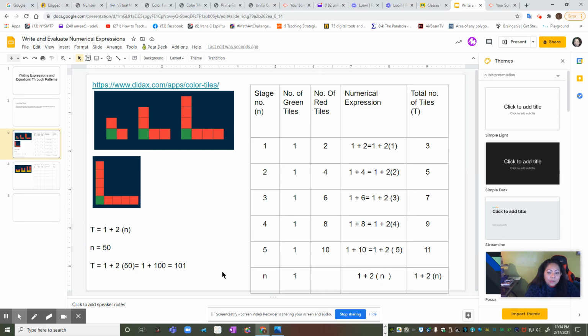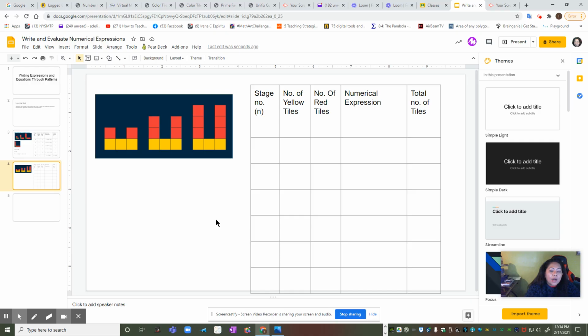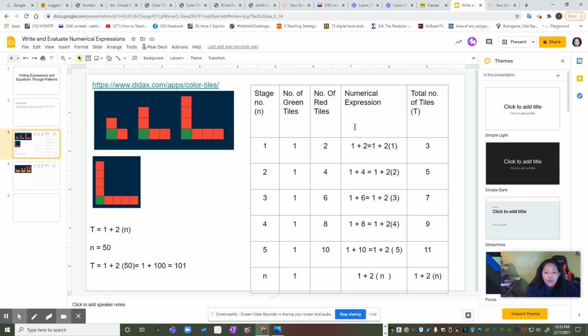All right. So I have here another pattern, and I would like you to complete the table. Let me see how you're going to complete the table. All right. So you use the Didax application for the virtual manipulative to create stage 4. You can also create stage 5. And then you complete the table. You should be able to have numerical expression, equivalent numerical expression.